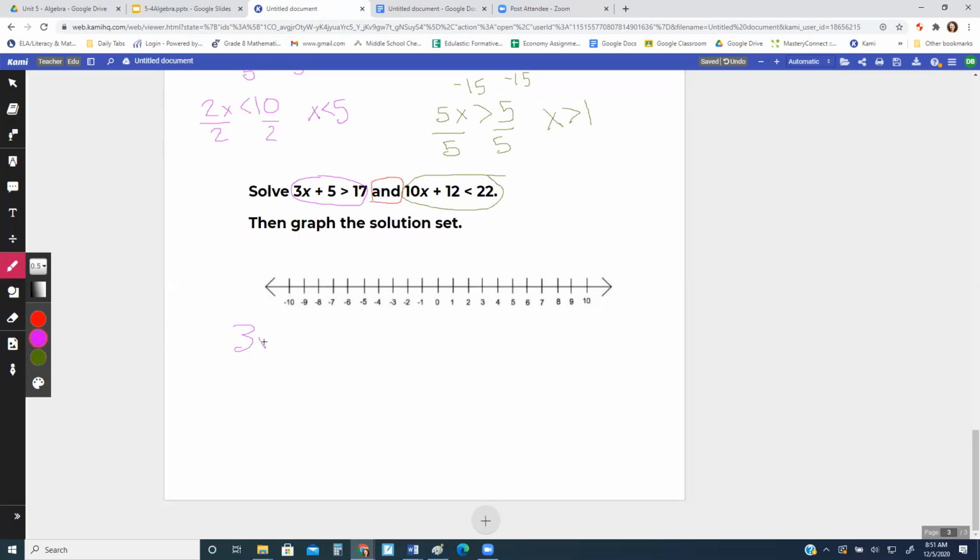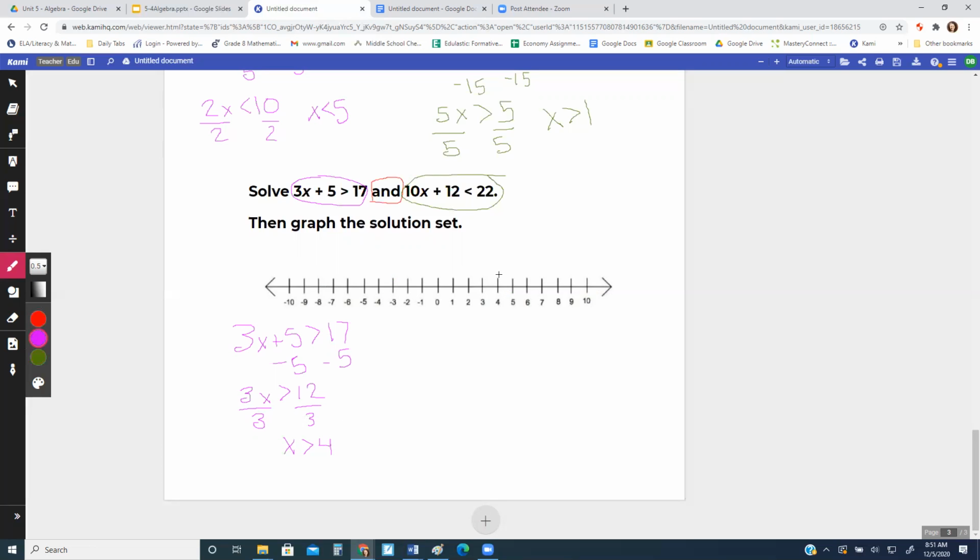3x plus 5 is greater than 17. Okay. So my first step is I need to subtract 5 from both sides before I can go multiplying and dividing that 3 away. Right? So we're going to end up with 3x is greater than 12. I don't need 3x, I need x, so we'll divide both sides by 3 to get the x alone, and we have that x is greater than 4.